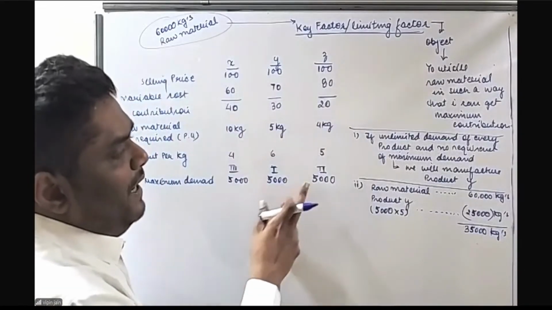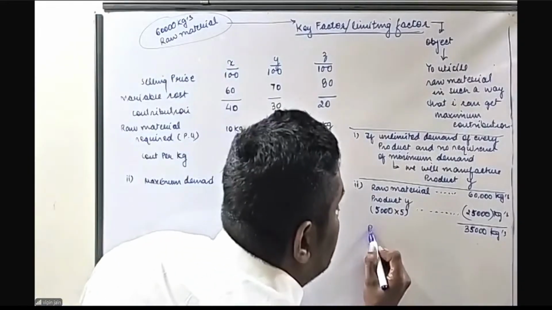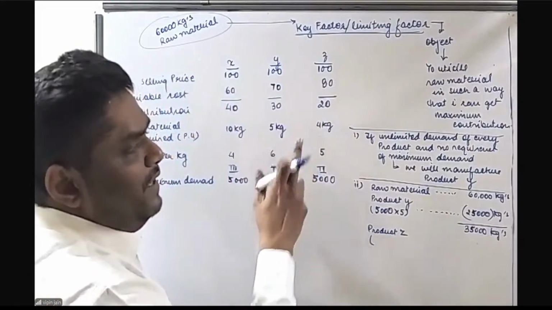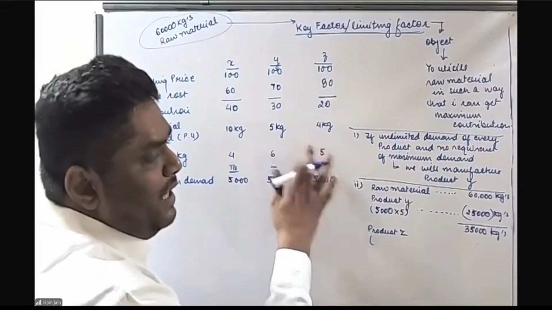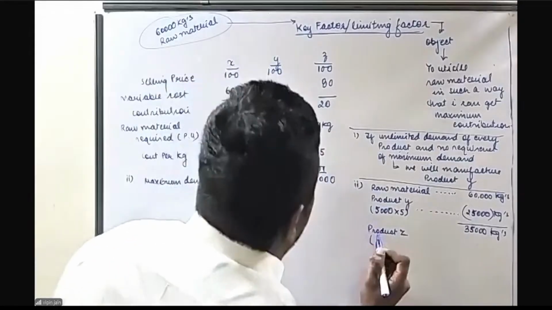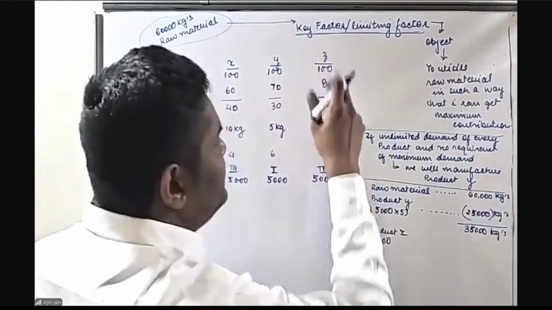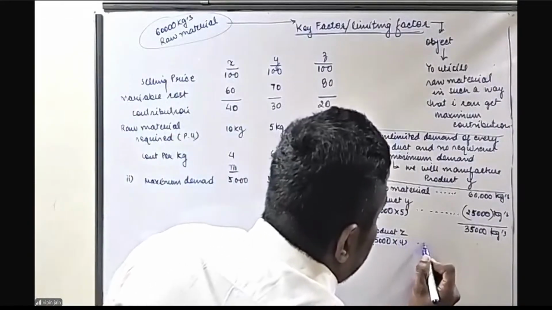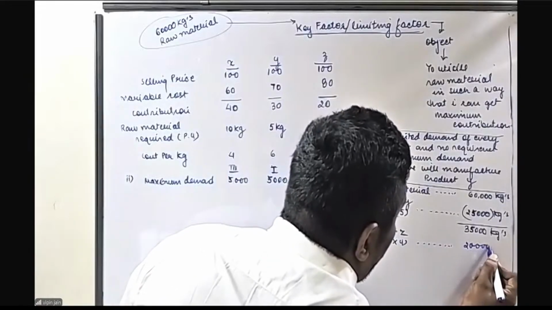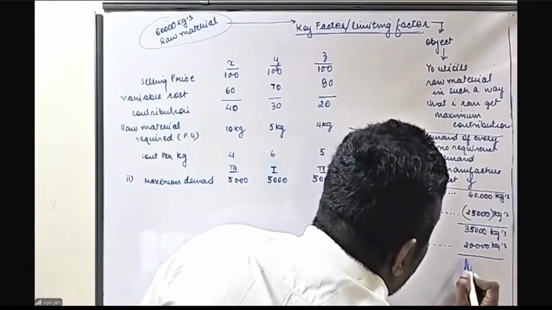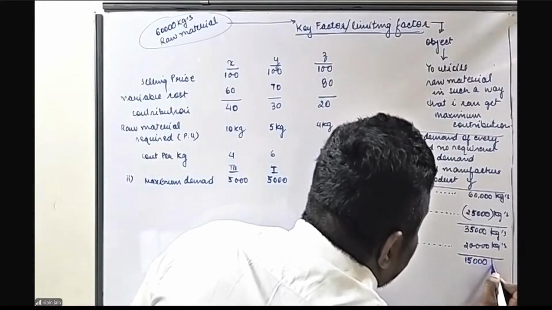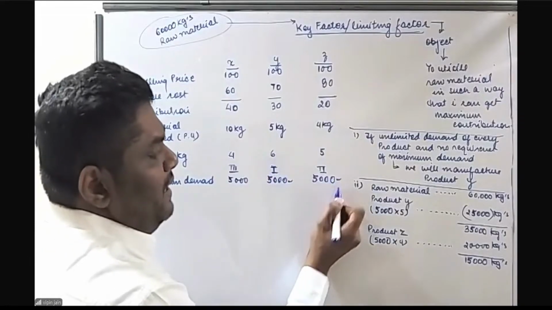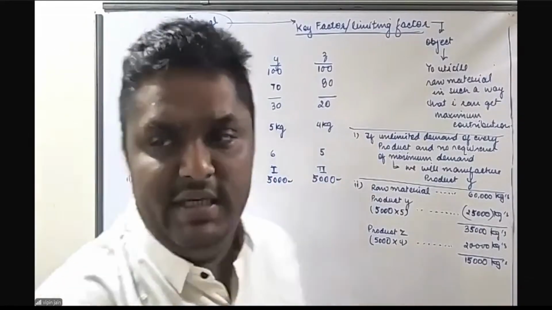After fulfilling the demand for Y, we will manufacture product Z. Again, 5,000 units and every unit requires 4 kgs. So we need 20,000 kgs and still we have 35,000 kgs. So we will be able to manufacture the full demand for Z. So 5,000 into 4. So still we are left with 15,000 kgs. So Y demand is fulfilled, Z demand is fulfilled. So still we are left with 15,000 kgs.